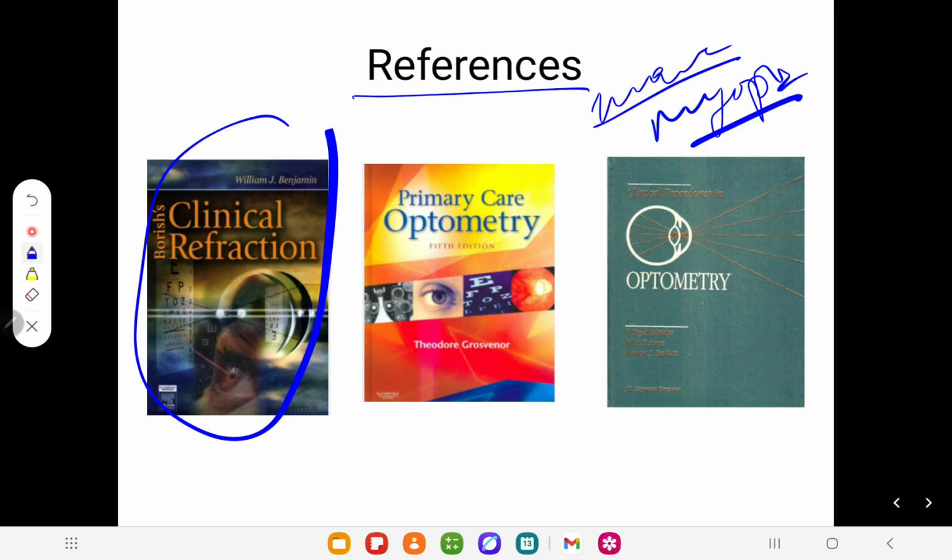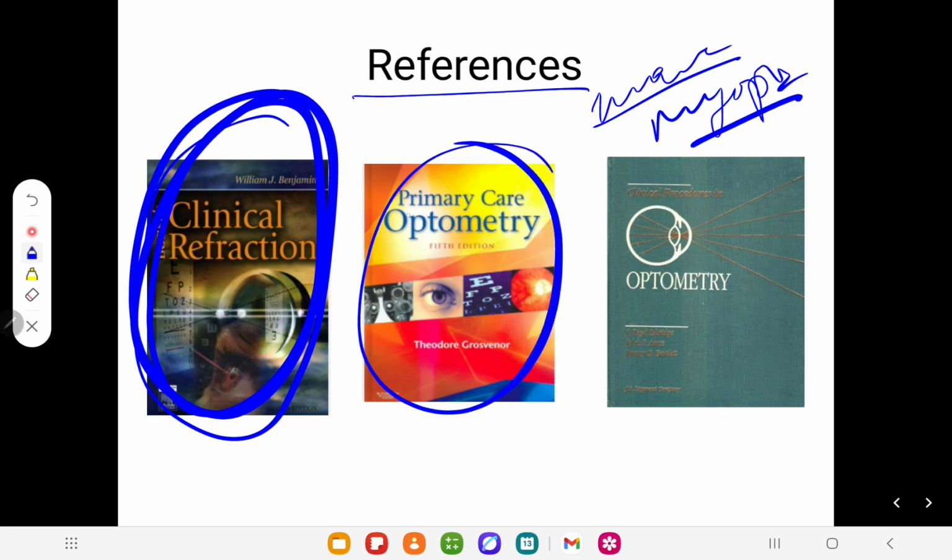Yes, definitely this is the central book, Clinical Refraction of all time, and I have also used Primary Care of Optometry by Theodore Grosvenor, and definitely this is a golden book for clinical procedure in optometry by Amos. So these are the three references.